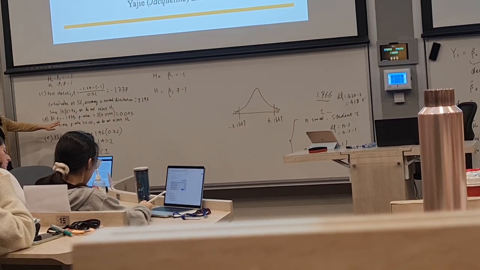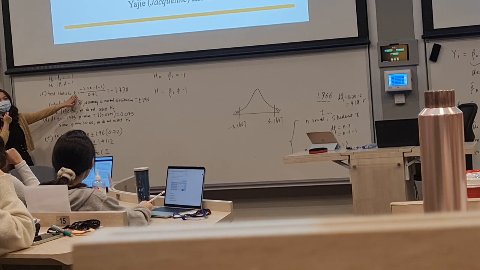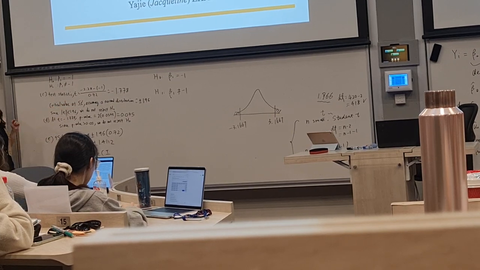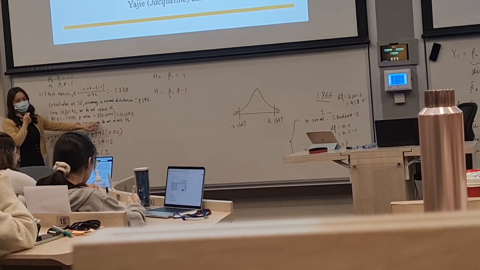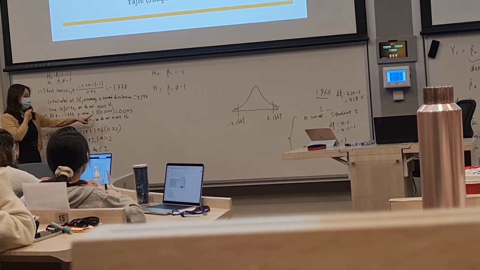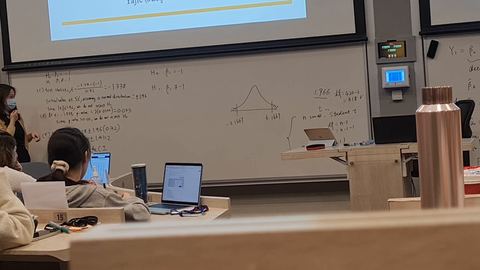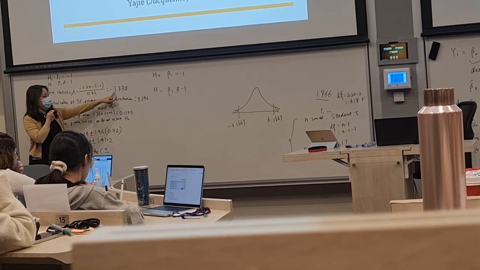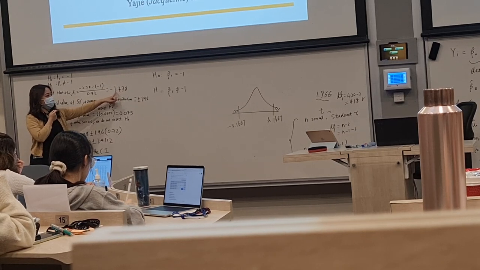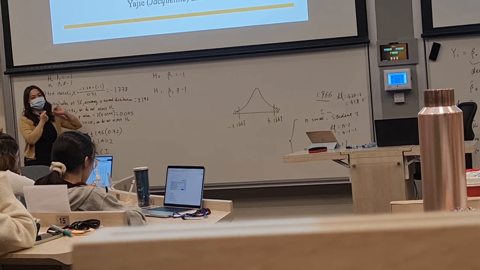And for the p-value, it also changes because the t statistic changed. And we will calculate the p-value in the same way. It is 2 times the probability that the statistic is greater than 1.778.